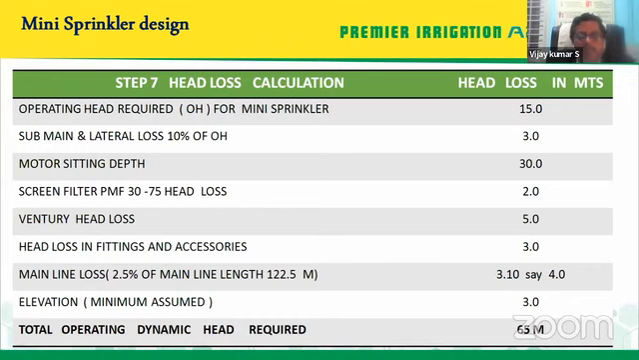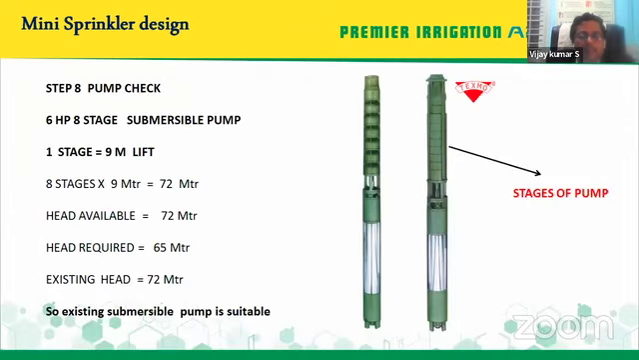And elevation in this particular plot has been assumed, or if you have the Google map, you can take whatever is the minimum elevation from the lowest point to the highest point. So I've added around 3 meters. So the total dynamic head will work out to 65 meters in this case. So is my pump all right?